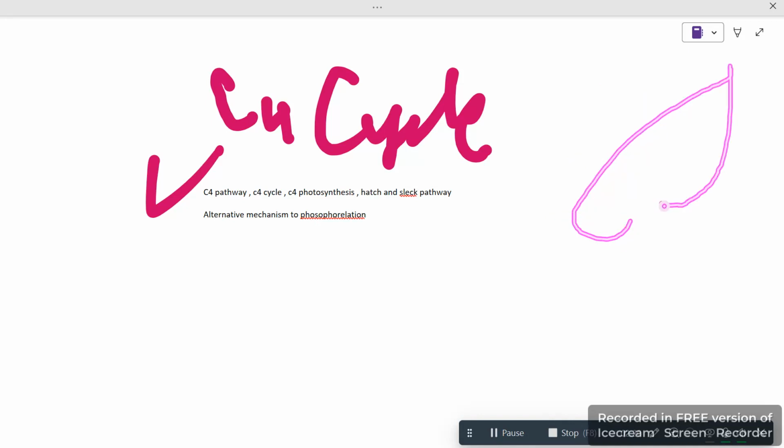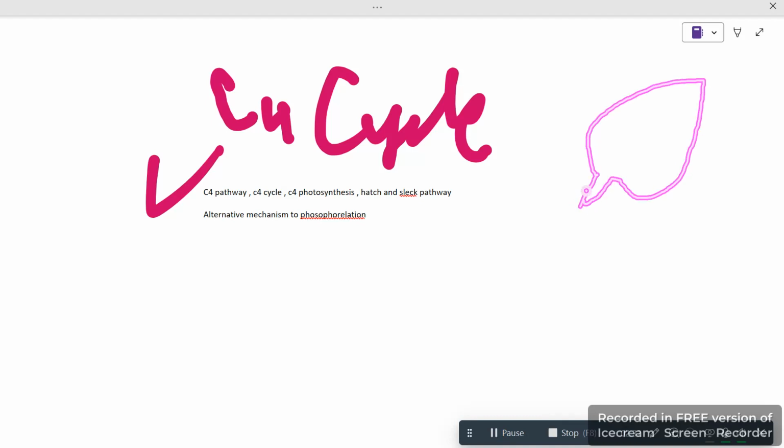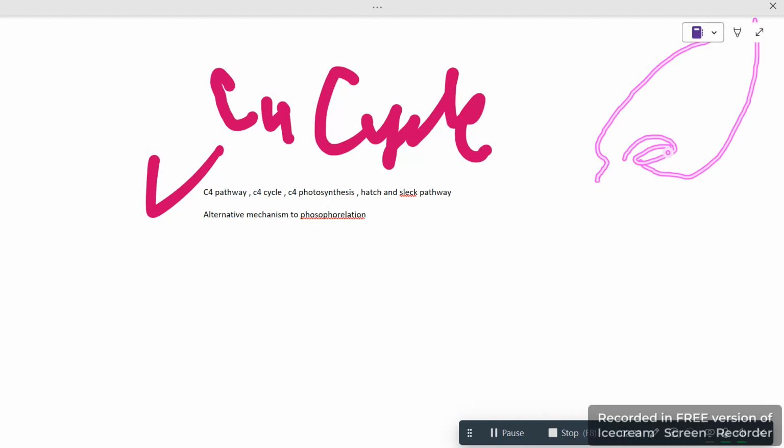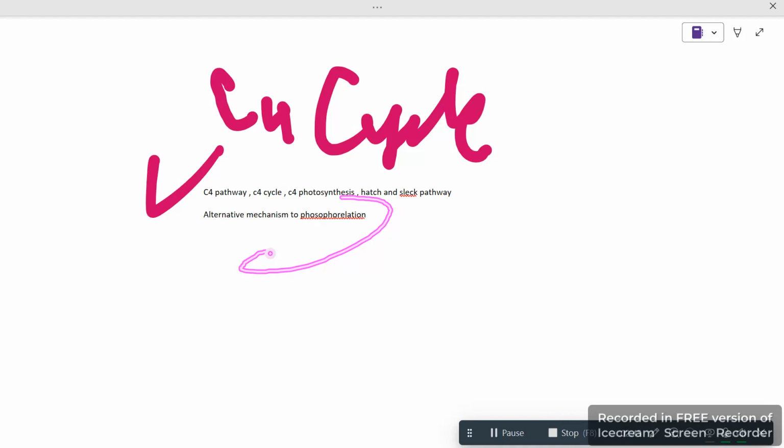Because in a leaf, these are the stomata. When stomata close, there is no intake or outtake, no carbon dioxide going inside the leaf, and not even oxygen coming out. Rubisco needs something to bind with, so when carbon dioxide does not go in, it will bind with the oxygen. That is the mistake, the wastage process, photorespiration.